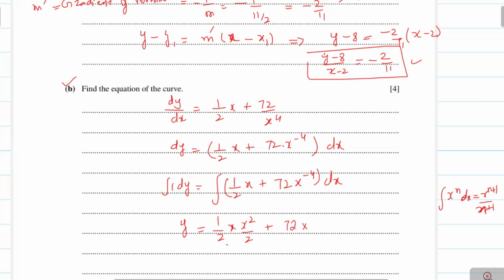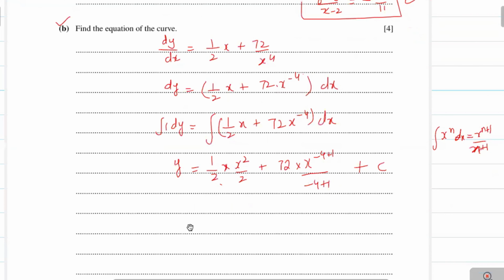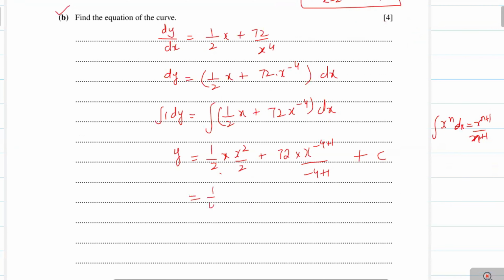We write 72 as it is. Now the integration of x power minus 4 is x power minus 4 plus 1 over minus 4 plus 1, and plus c is the constant. Now we can write this value is equal to 1 over 4 x square. Now we write plus 72 over minus 3 x power minus 3 plus c, and this can be written as y equal to 1 over 4 x square minus 24 over x cube plus c.